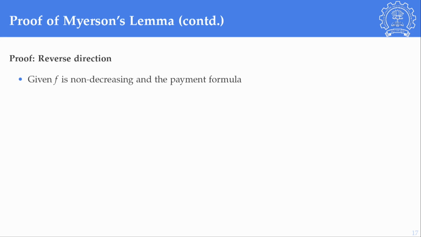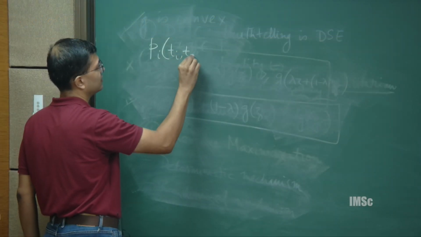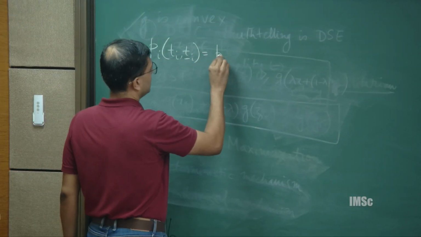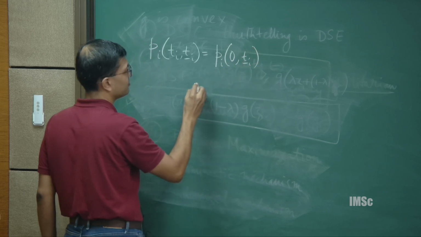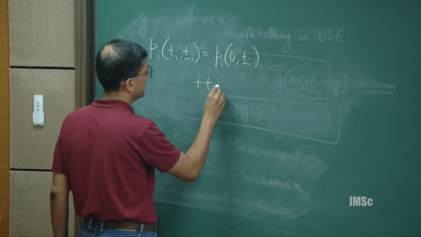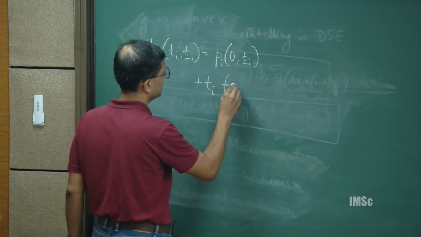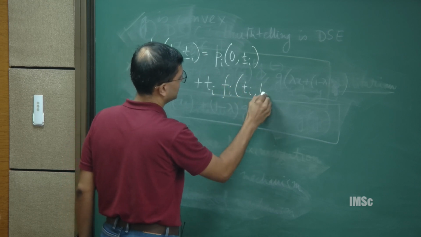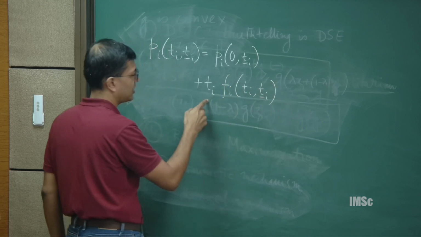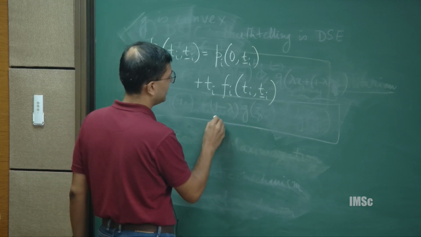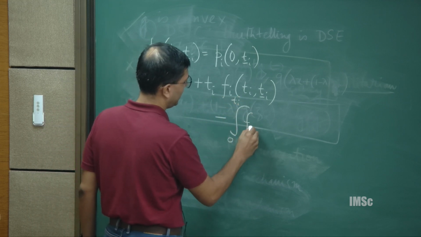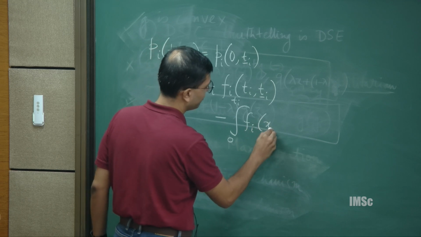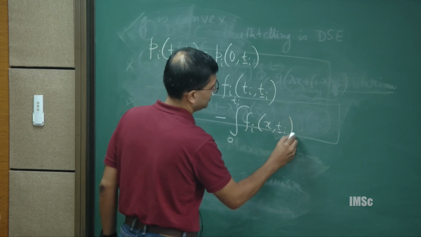So our payment is pi_i(t_i, t_-i) = pi_i(0, t_-i) + t_i times f_i(t_i, t_-i). So it is just multiplying the current type with that, and the last part is integrating from 0 to t_i of f_i, let us say with running variable x, (x, t_-i) dx.